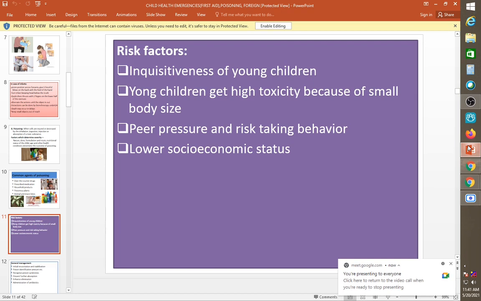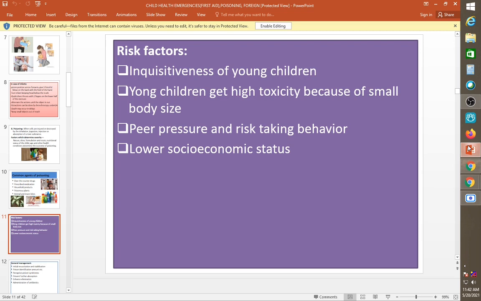Risk factors: inquisitiveness of young children. Okay, first, can you please listen to me? Can you explain what is inquisitiveness? They are curious. Yes, small children are curious. Whatever they find, they put it in their mouth. So this is one of the factors.